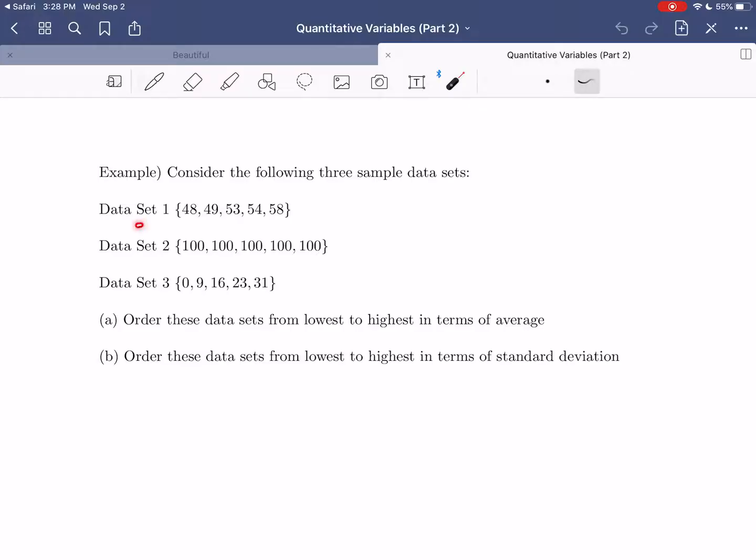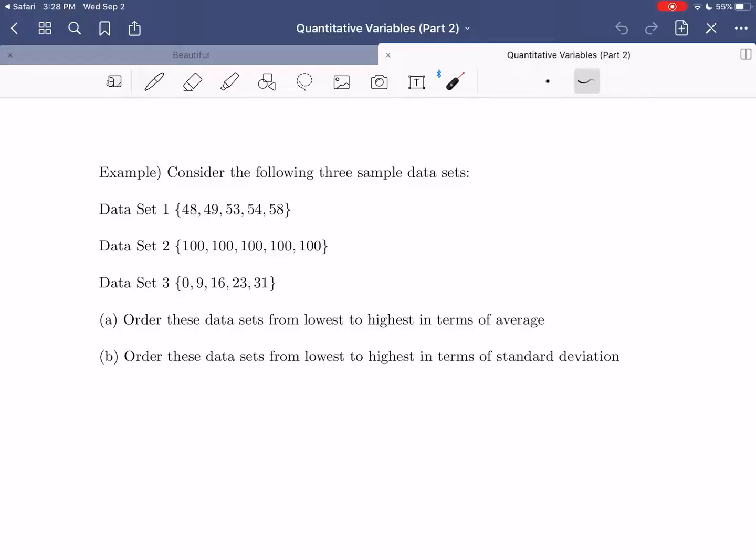Data set 1 is the data points 48, 49, 53, 54, and 58. Data set 2 is 100, 100, 100, 100, 100. And data set 3 is 0, 9, 16, 23, 31. We're going to do 2 things here. We're going to order these data sets from lowest to highest in terms of average, and then order them from lowest to highest in terms of standard deviation.